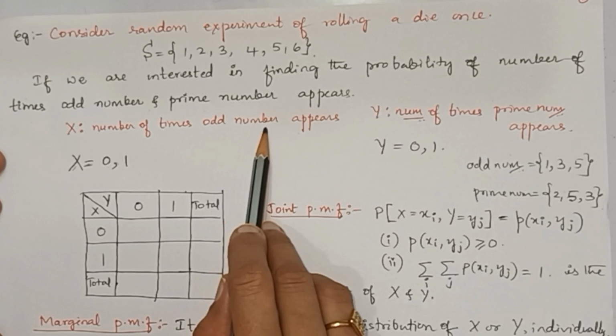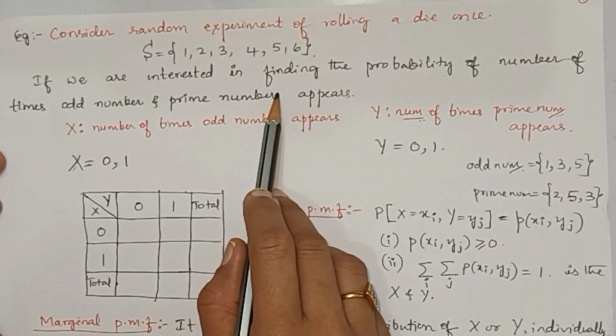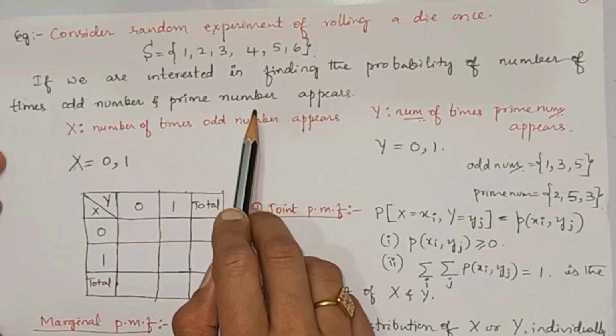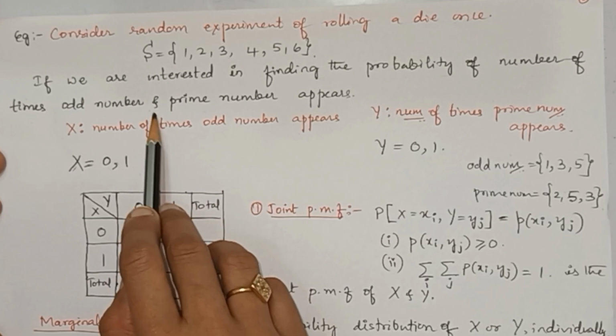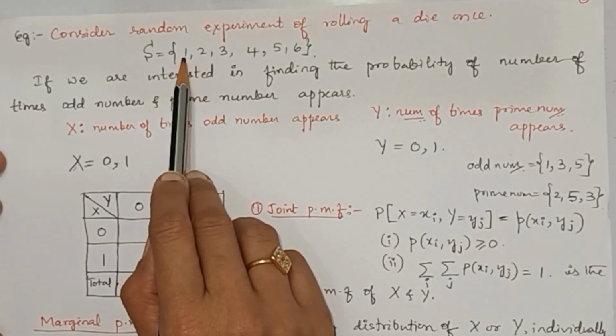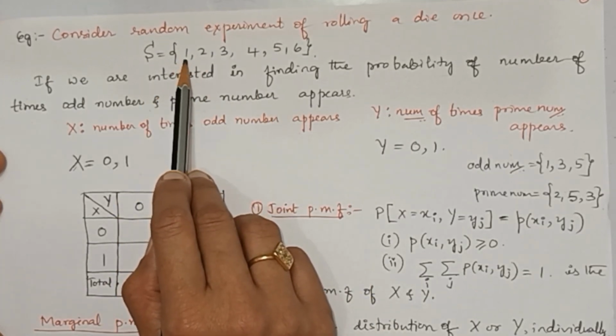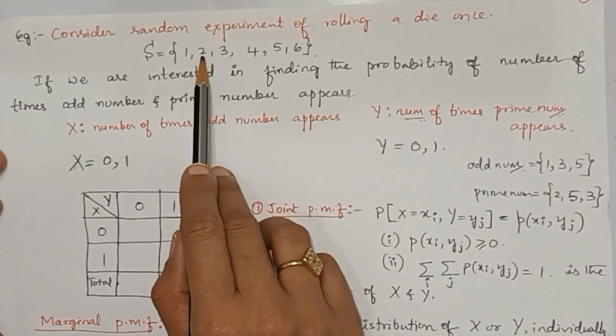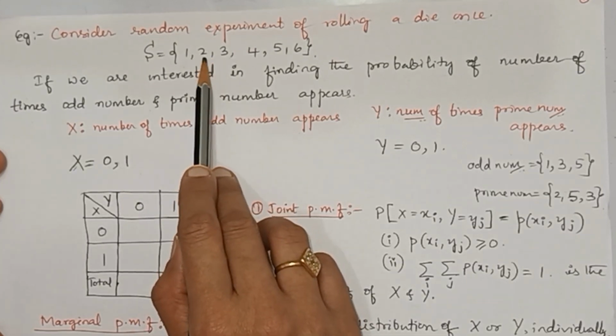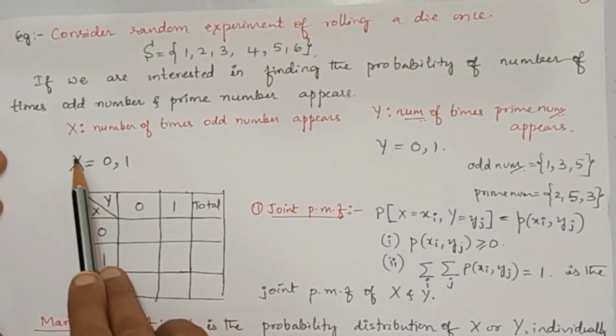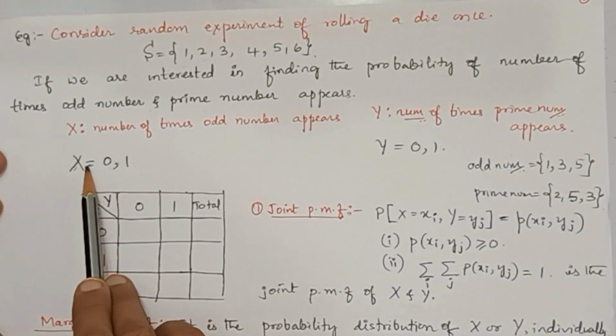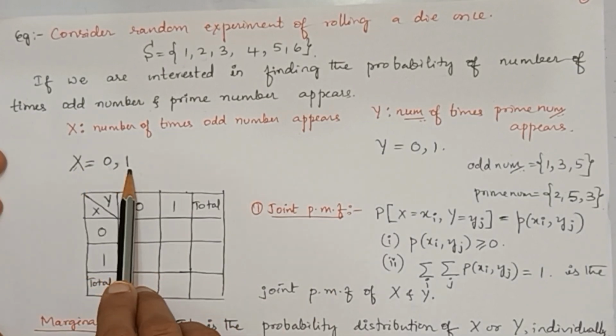Number of times an odd number appears. How many times do odd numbers appear when you roll a die once? Either it appears or it does not appear. That means if you get 1, how many odd numbers? One odd number. If you get 2 when you roll a die, then it is not an odd number, so there is no odd number, which means it is 0. So x is a random variable which takes two values, 0 and 1.